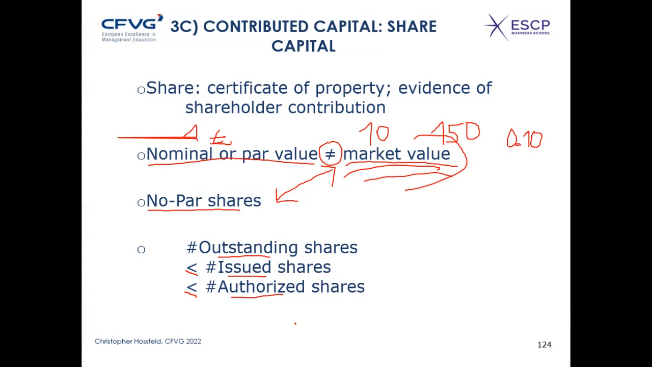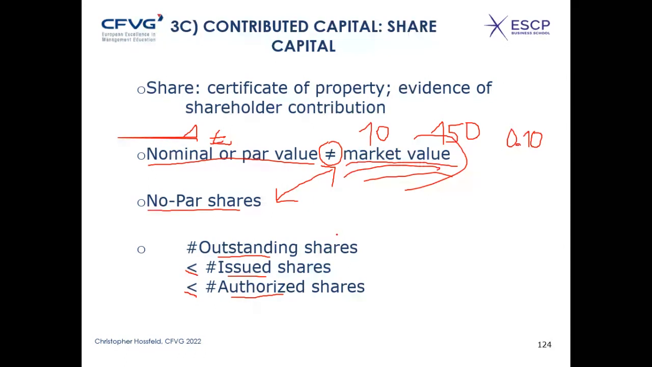Does not necessarily mean I can buy them, because maybe 20% of the shares on the market are held by the family owners, and the family owners don't want to sell. Okay, but the shares hypothetically are on the market. They're outside of the company. And the number of issued shares are the existing.